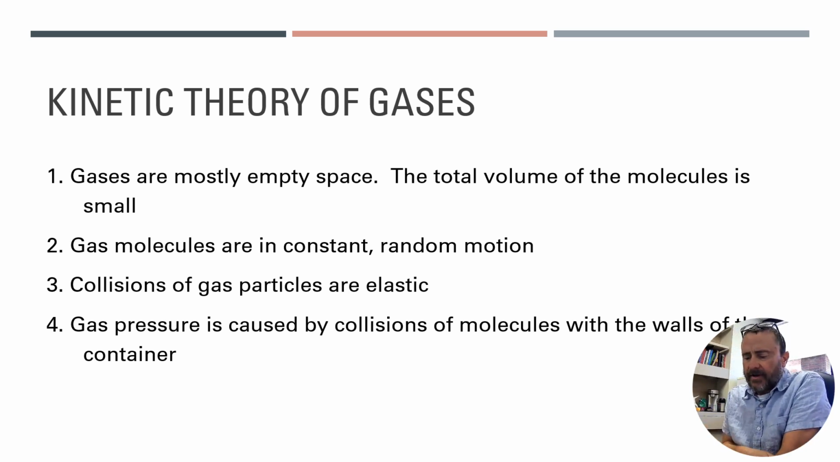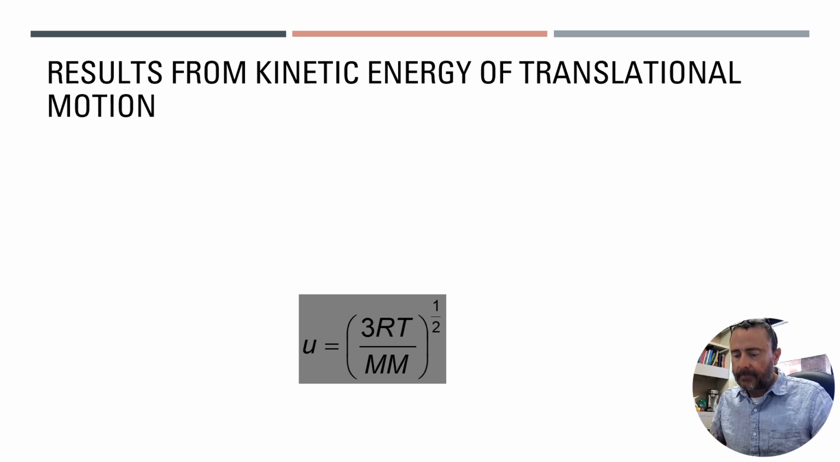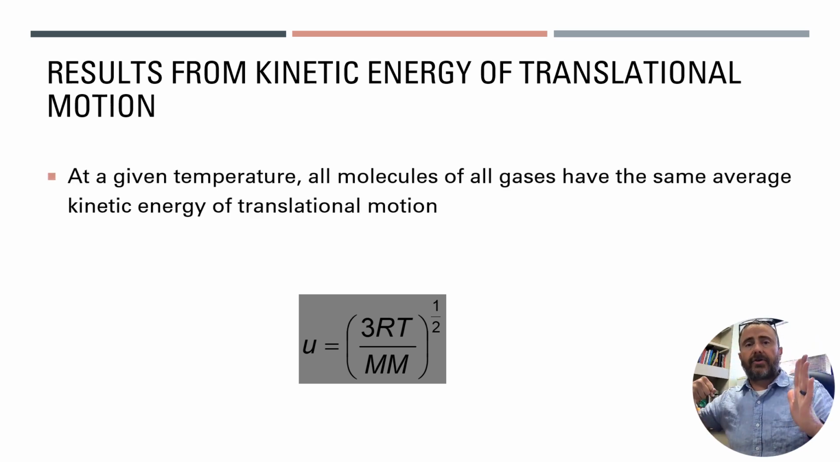Right, and then the pressure on something is because the gas particles are bouncing into the sides of a container. So the harder they're bouncing into the sides of a container, the higher the pressure is going to be. Okay, so that is translational motion. Translational motion is the motion in a straight line of something.